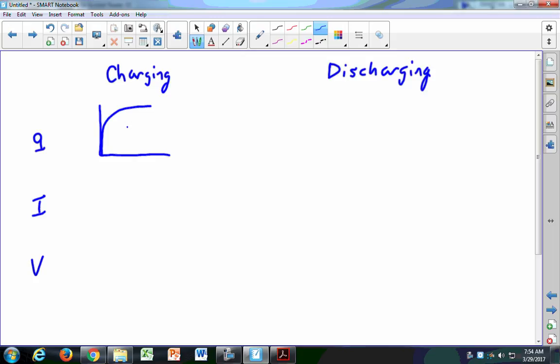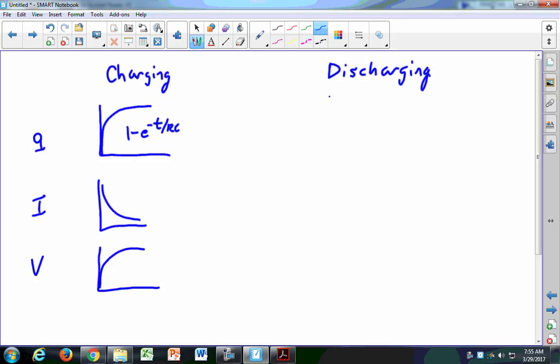That's the 1 minus e to the minus t over RC. Everything else is a decay curve. So current looks like this. Voltage, oh wait, no, the voltage is actually a growth curve too. I'm sorry, I misled y'all. Voltage is a growth curve.